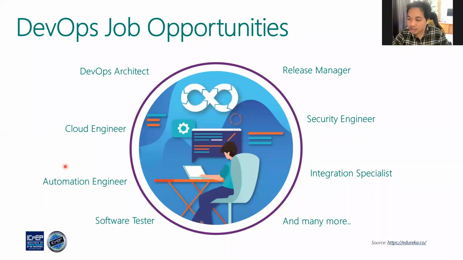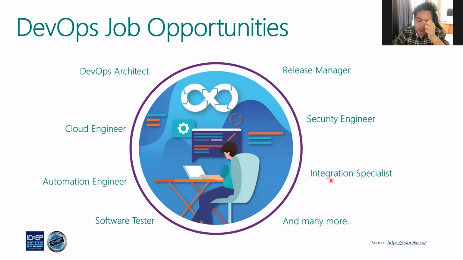You can be an automation engineer. If you're in DevOps, you should know the automation tools that automate your performance and operations. Software tester, security engineer, since you'll be exposed to or should know about networks and security, you can be a security engineer. Release manager, who helps developers and operations make the deployment of updates smooth. Integration specialist, who works hand-in-hand with the DevOps architect to come up with integrations.